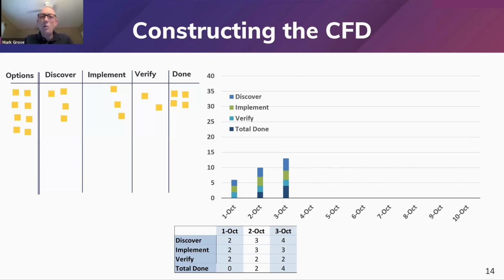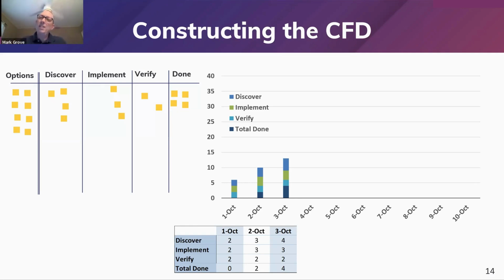Now, this is a great way to think of a CFD. What I like about this is it's very explicit about the snapshot frequency that you're taking your measurements. In this particular case, 1 on October 1st, 1 on October 2nd, 1 on October 3rd. Maybe it's every day at noon or right after the stand-up or something like that.